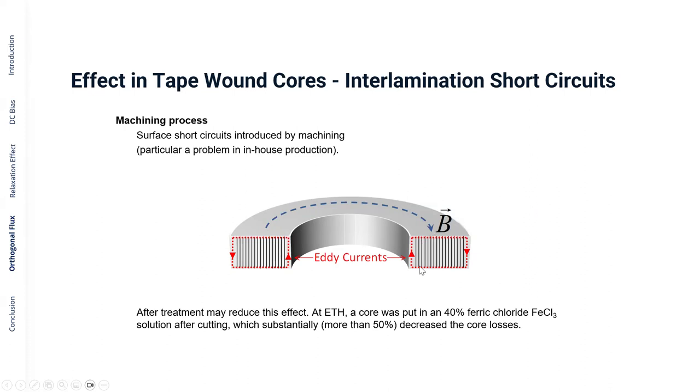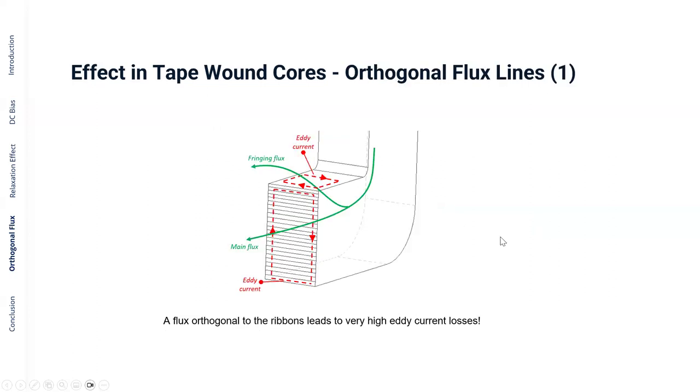We could also show that if we put this in a ferrite chloride, a certain material that took away these short circuits, the core losses were substantially reduced. By this, we could confirm that this effect really happens. We also know that a good manufacturer, I believe, has this under control and can avoid this effect, so you don't have these additional eddy current losses. But if you go for a very cheap manufacturer, you might see additional losses because of a bad cutting process. Now, there is another effect, which is much more problematic because it cannot be avoided.